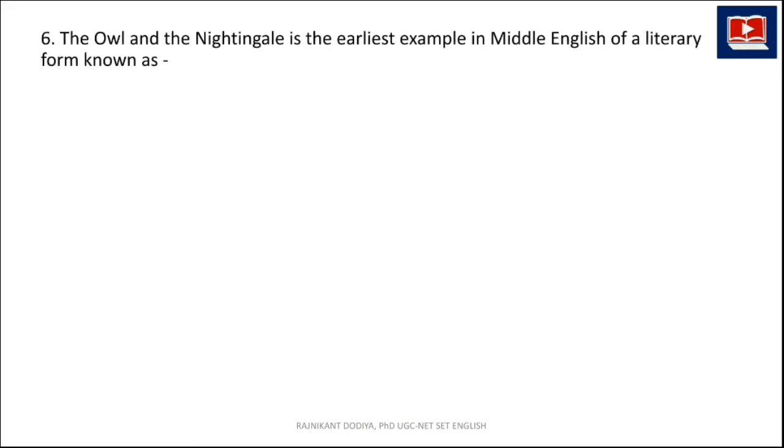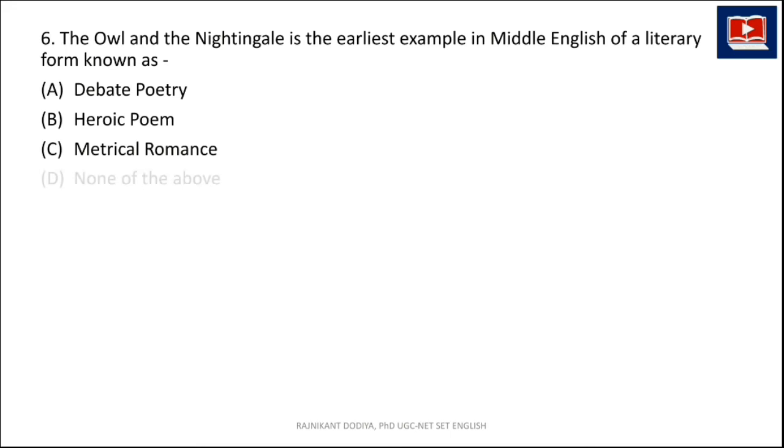Then the next question is The Owl and the Nightingale. The Owl and the Nightingale is the earliest example in Middle English of a literary form known as, so here we have options: A. Debate poetry, B. Heroic poem, C. Metrical romance, or D. None of the above. So let's find the right answer.